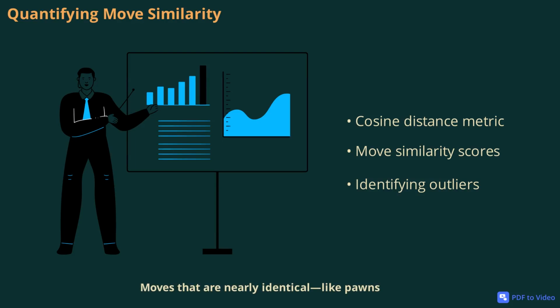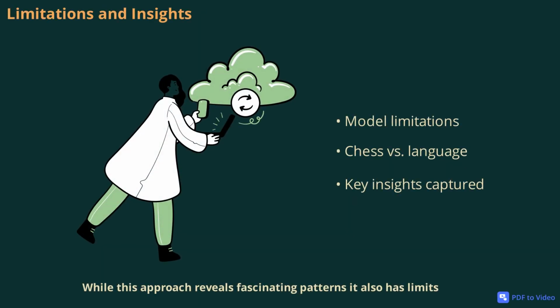Moves that are nearly identical, like pawns advancing side by side, have high similarity, while moves by different colored pieces are very different. This quantitative approach helps us see which moves are synonyms and which are outliers, offering a new lens for chess analysis. While this approach reveals fascinating patterns, it also has limits.